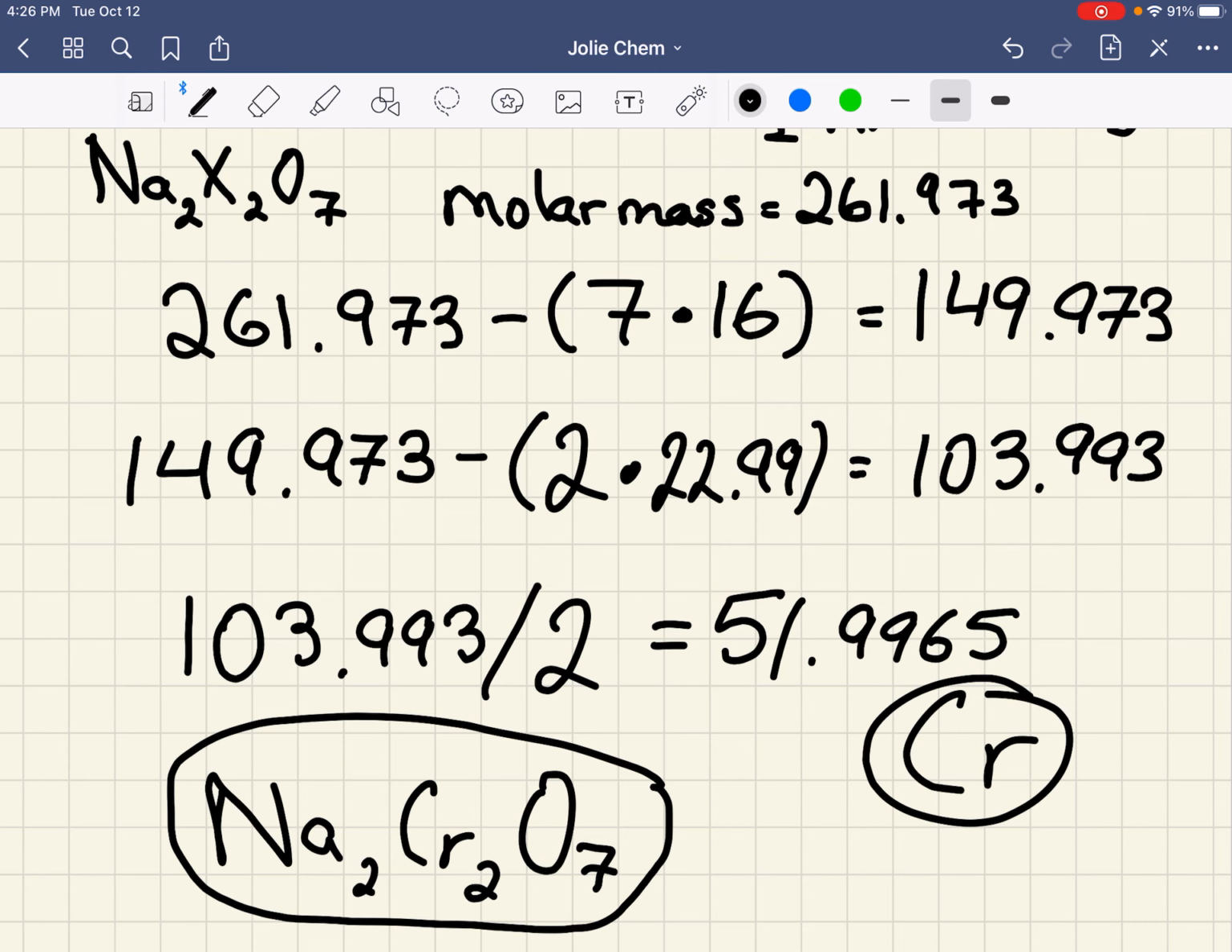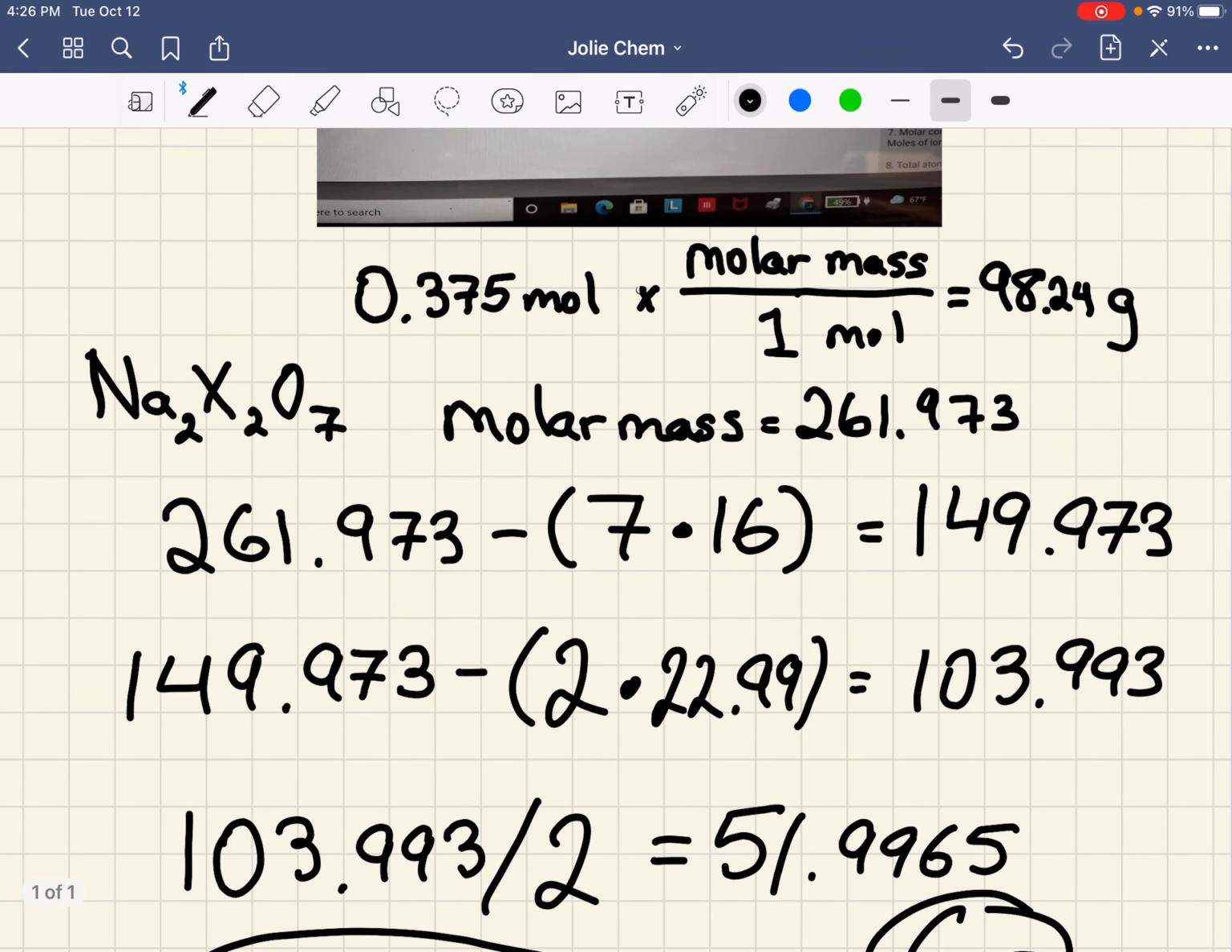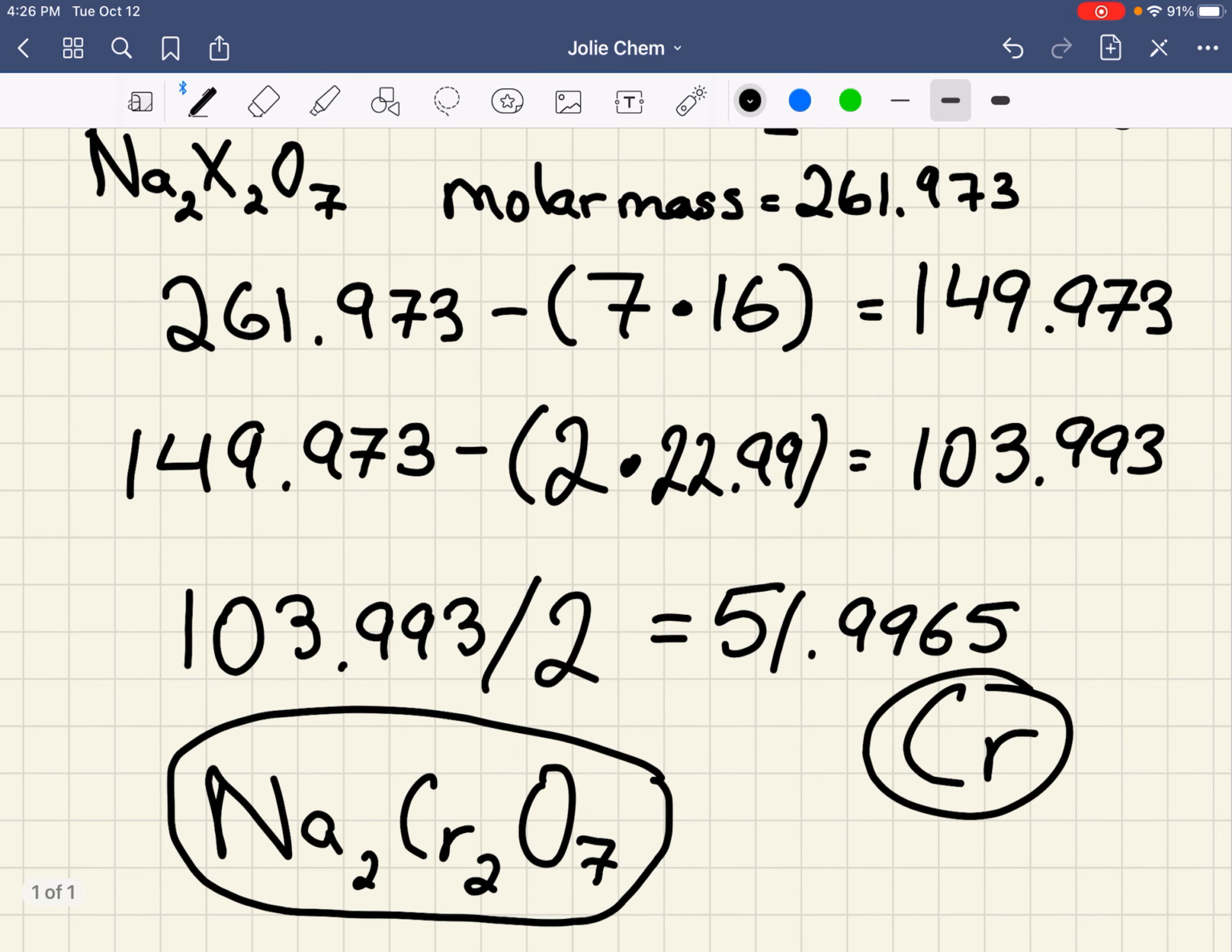So you want to find the molar mass by taking the moles and the actual mass, and then start subtracting what is given, and then it'll leave you with just X. And then when you find just X, that mass corresponds with one of the elements on the periodic table.